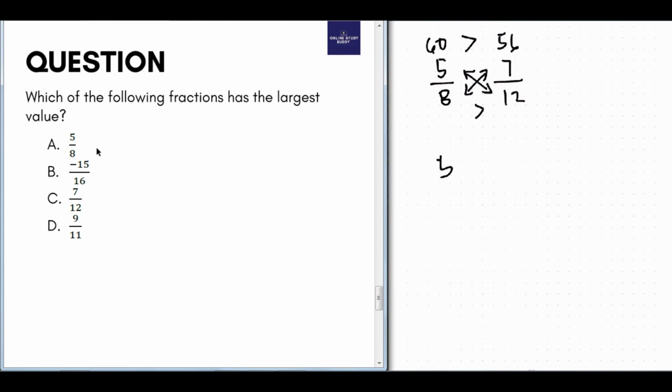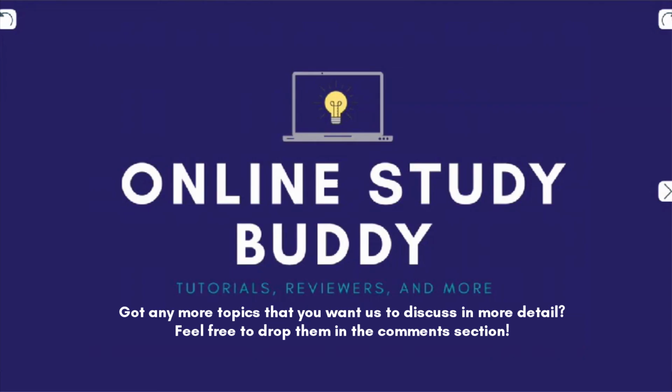Next, we compare yung 5 over 8 with 9 over 11. So, again, cross multiply lang. 5 times 11 is 55. 8 times 9 is 72. So, 9 over 11, yung pinakamalaki sa kanila. Letter D. So, yun. So, this ends yung sample questions natin for operations on real numbers.